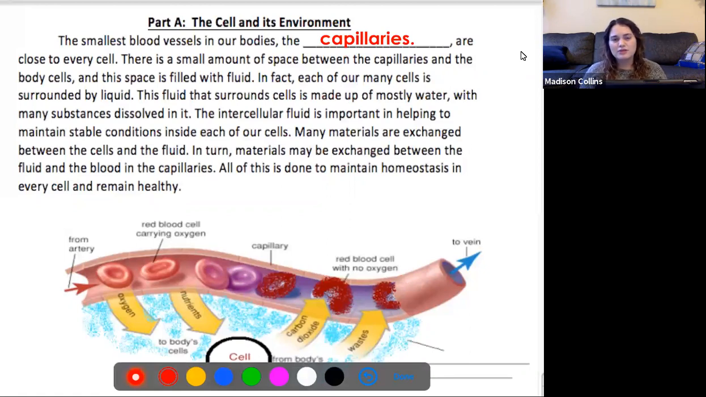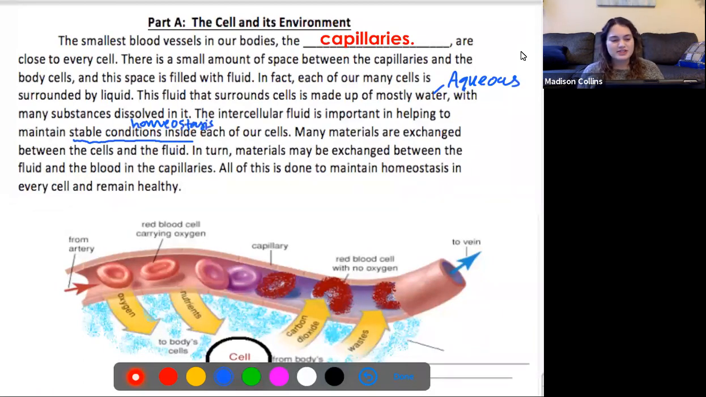And there is a small amount of space between the capillaries and the body cells, and this space is filled with fluid. In fact, each of our many cells is surrounded by liquid. This fluid that surrounds cells is made up of mostly water, with many substances dissolved in it. Since this is made up of mostly water, we could even call this an aqueous environment. The intercellular fluid is important in helping to maintain stable conditions inside each of our cells. Stable conditions inside, I might say that that is homeostasis.